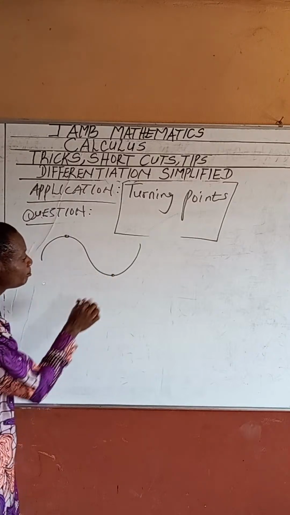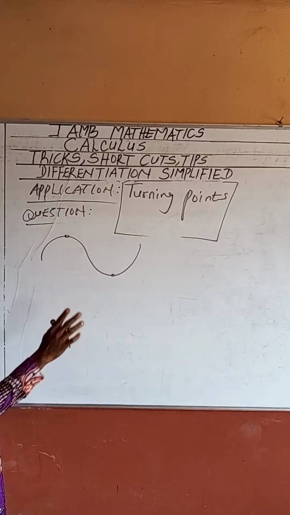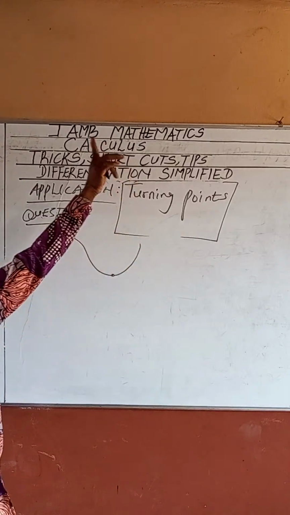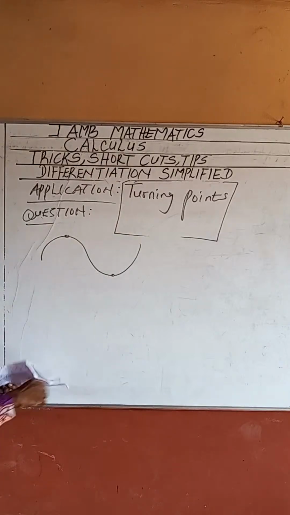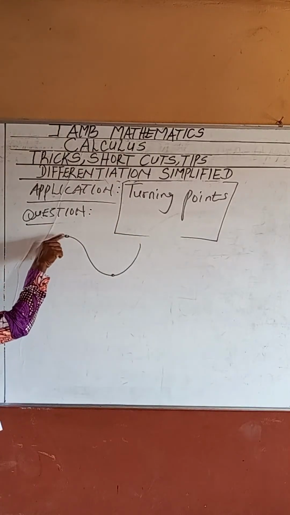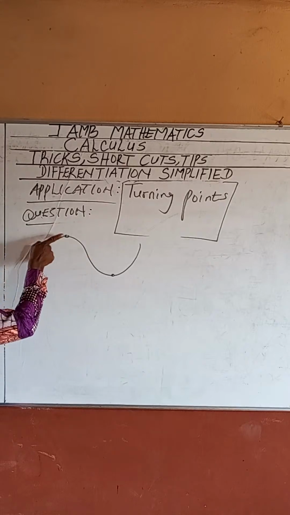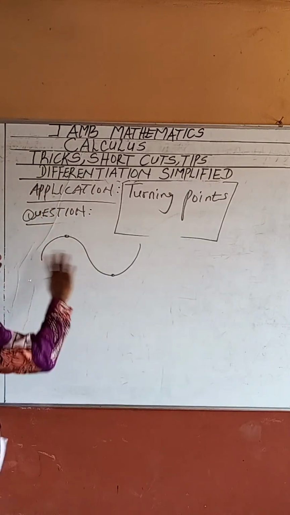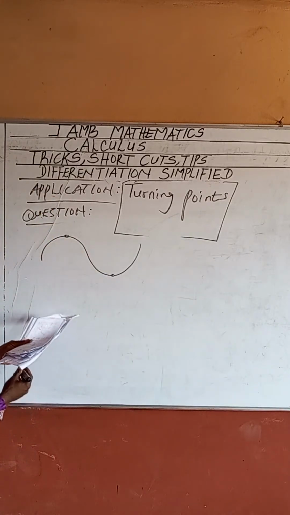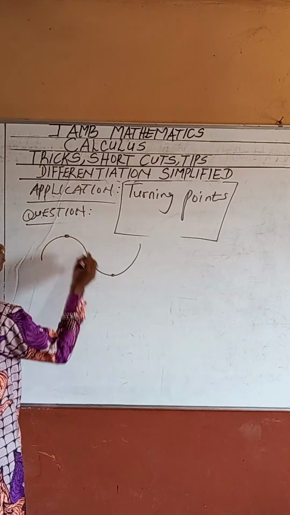A turning point is the point where the curve changes direction totally. Okay, where it curves back totally from where it's coming from. The curve was initially going this way, but finally changed direction and started coming down. It was going up this way, but from here it started coming down. So that point where it changes direction totally is called the turning point. Don't forget. Then the turning points are of two types.